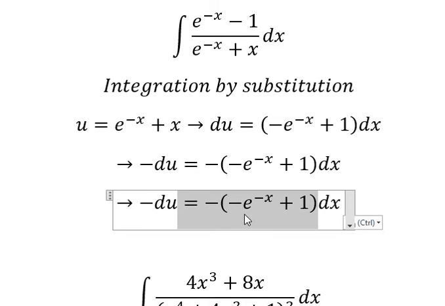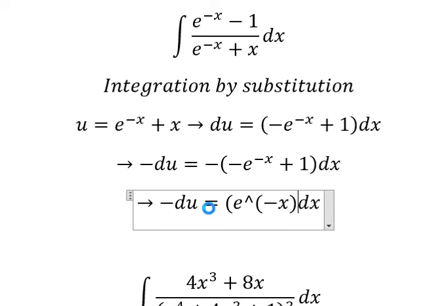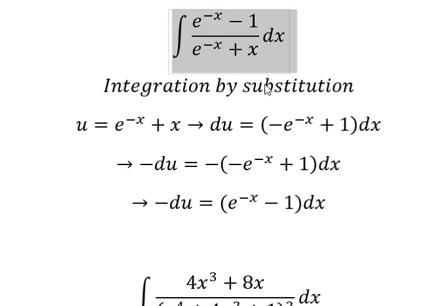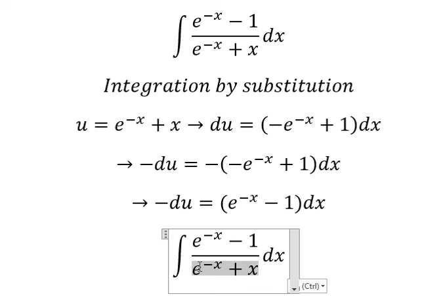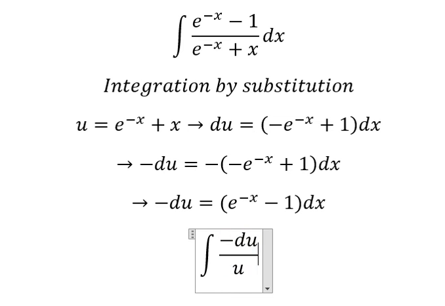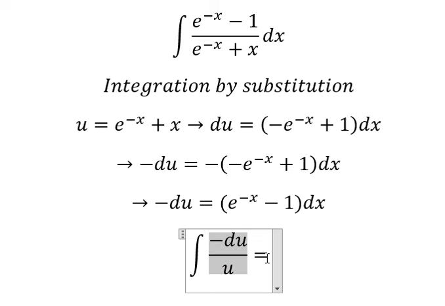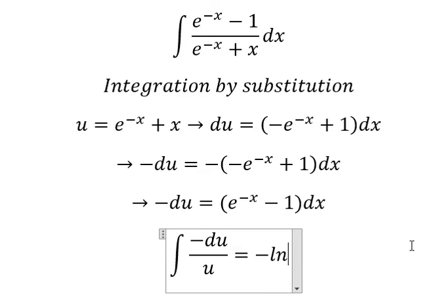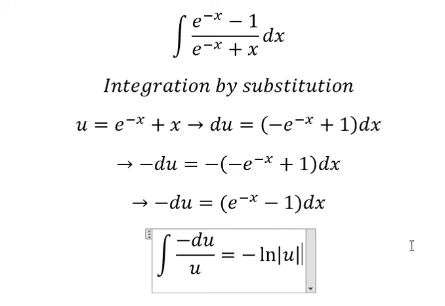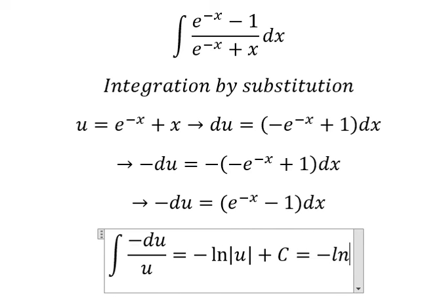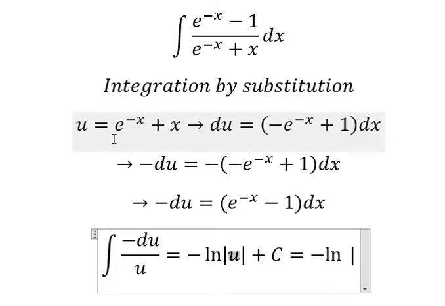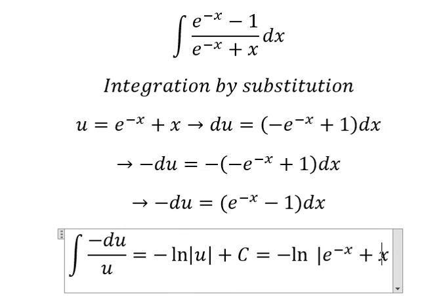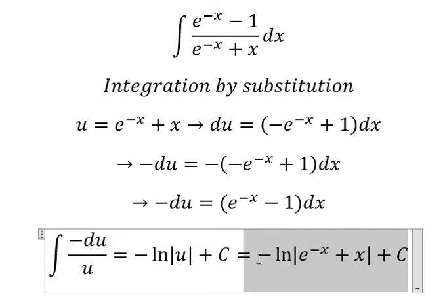So we need to change the sign of this one, and we have e to the power of negative x minus 1. So this one we change by u. This one, with the dx, we change by negative du. The integration of this one, we have negative ln of the absolute value of u, and then we put c. About u, that is this one. And this is the final answer.